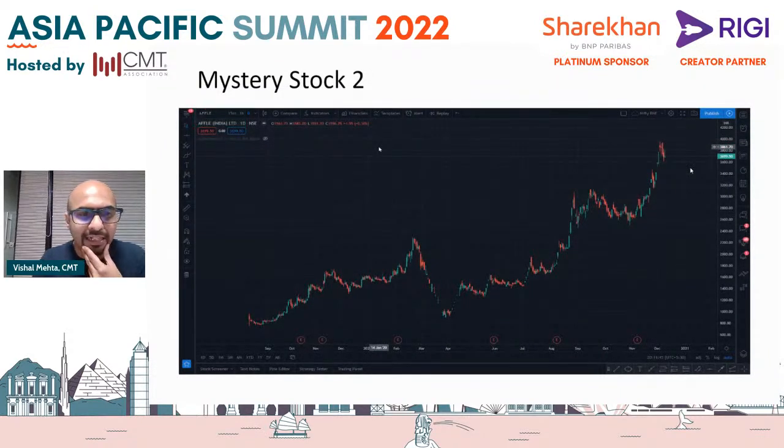There is another mystery stock that I took. FLA India, way back I traded, and that's why I'm showing you all these examples. A breakout of an all-time high or an IPO-based breakout again gave you an opportunity to enter.